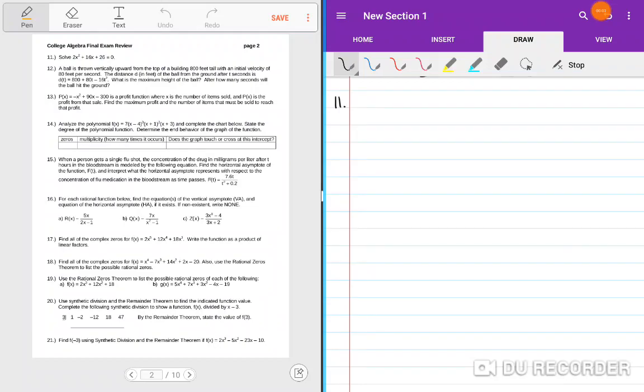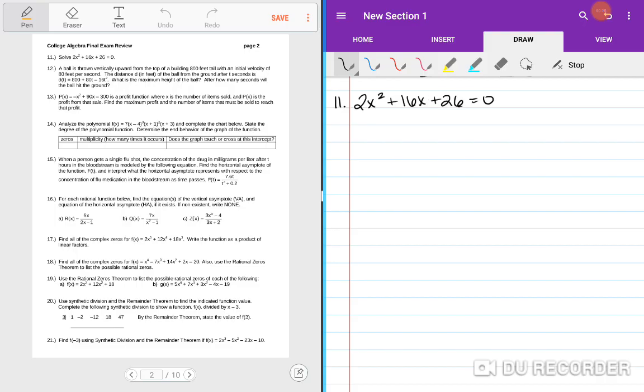Okay, now we're on page 2, number 11. Solve 2x squared plus 16x plus 26 equals 0. Okay, so 2x squared plus 16x plus 26 equals 0.